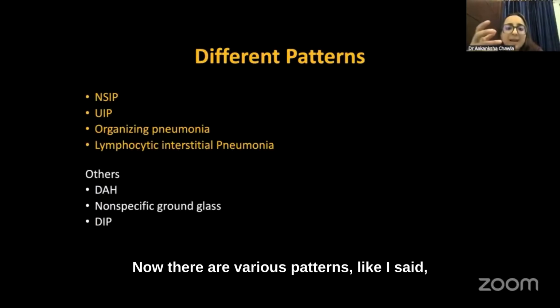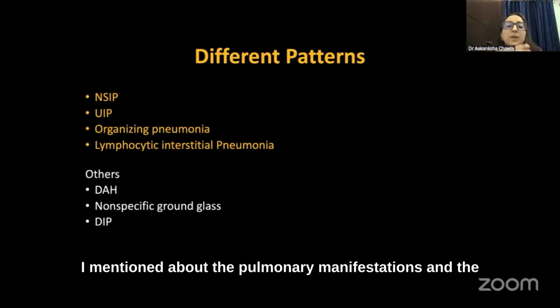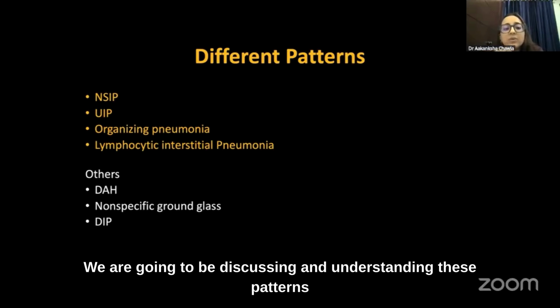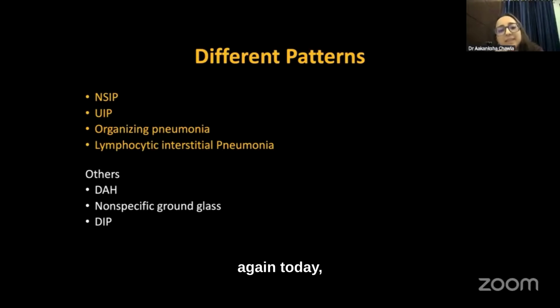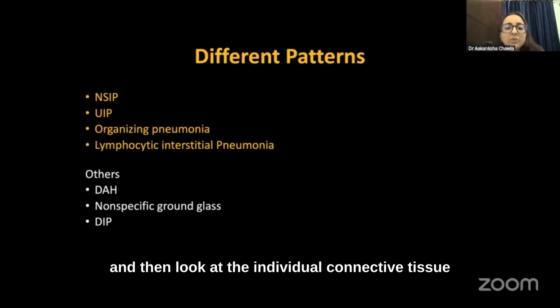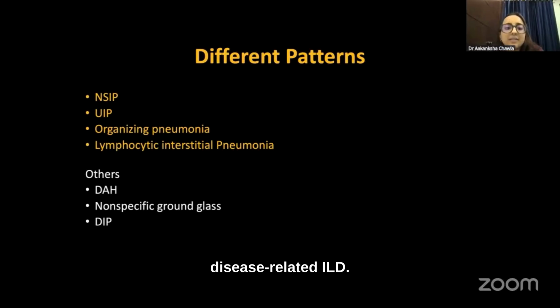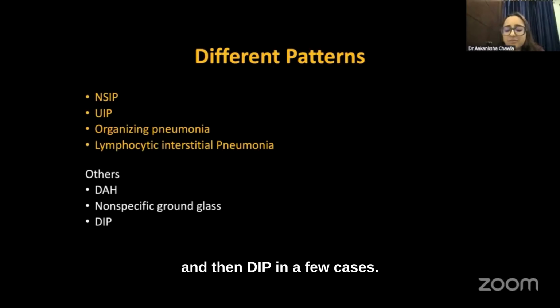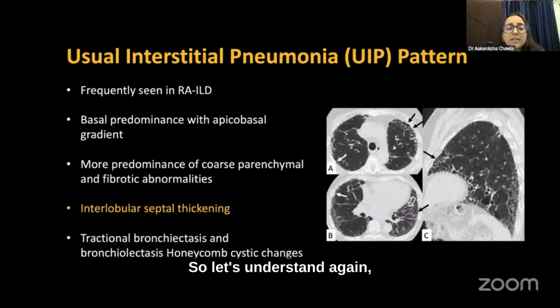Now, there are various patterns. Like I said, I mentioned the pulmonary manifestations and the patterns that are associated. We are going to be discussing and understanding these patterns again today and then look at the individual connective tissue disease related ILD. So we have the NSIP, the UIP pattern, organizing pneumonia, LIP. We even also see diffuse alveolar hemorrhage, sometimes even non-specific ground glass, and then DIP in a few cases. So let's understand again, rather revise, the usual interstitial pneumonia pattern.